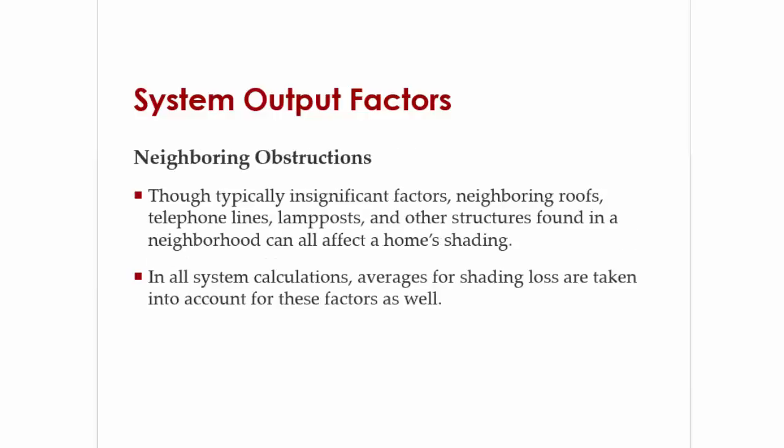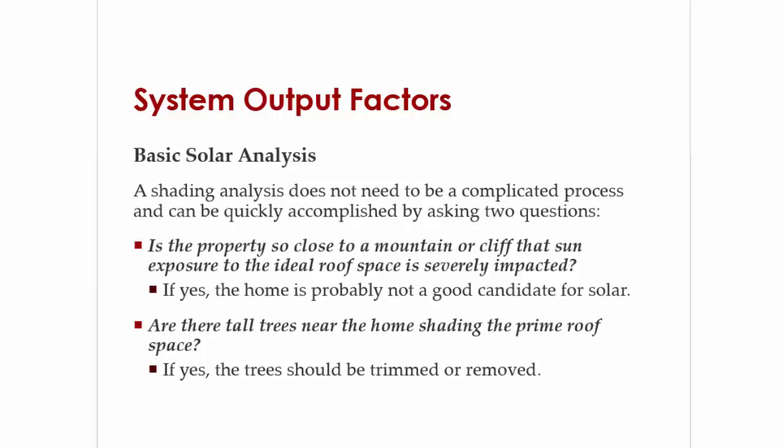Neighboring obstructions. Though typically insignificant factors, neighboring roofs, telephone lines, lampposts, and other structures found in a neighborhood can all affect a home's shading. In all system calculations, averages for shading loss are taken into account for these factors as well. Basic solar analysis.